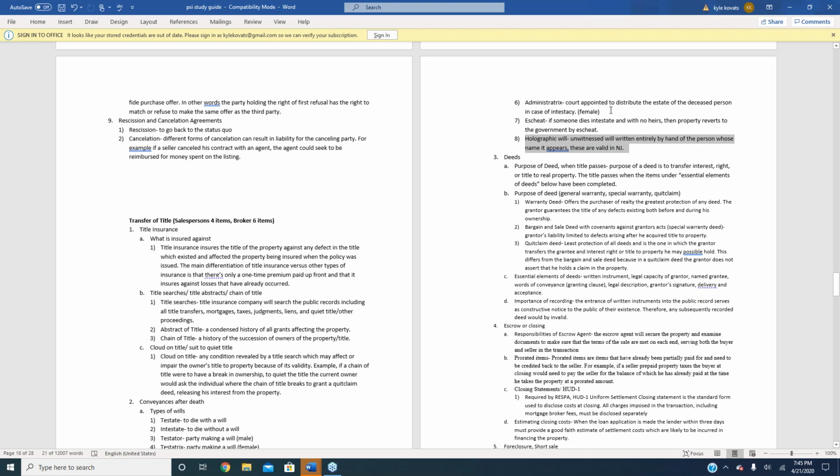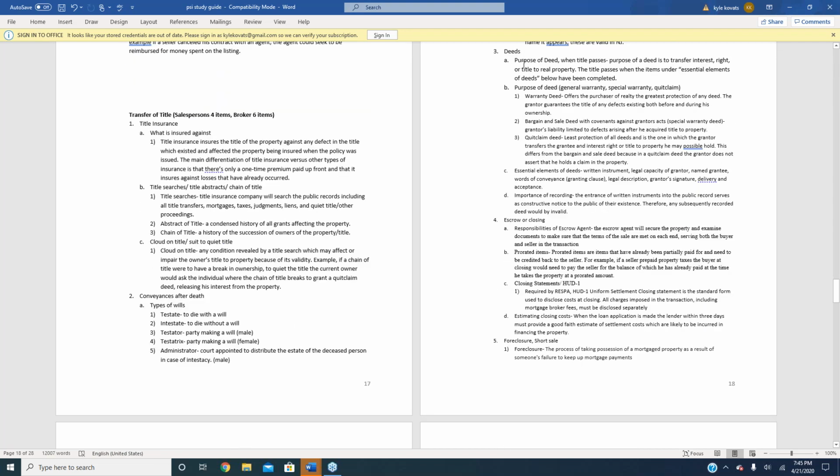All right, so moving on to here, deeds. So as far as deeds are concerned, what do deeds do? Deeds transfer ownership. So if they were to ask you, which of the following would transfer ownership of property, that would be a deed. These different types of deeds we talked about already here. But here, under C, the essential elements of a deed. Written instrument shouldn't be here because it's not required to be in writing.